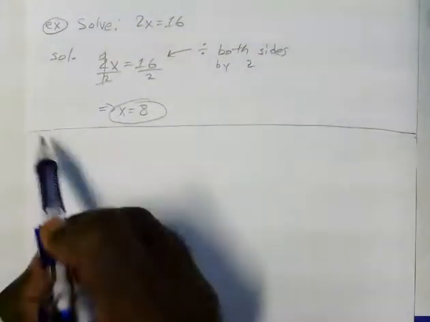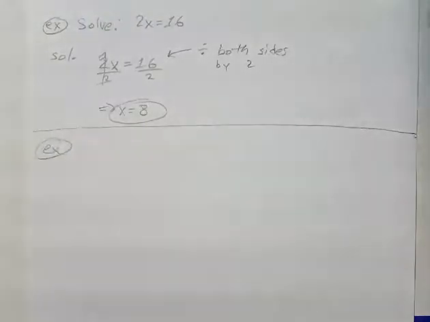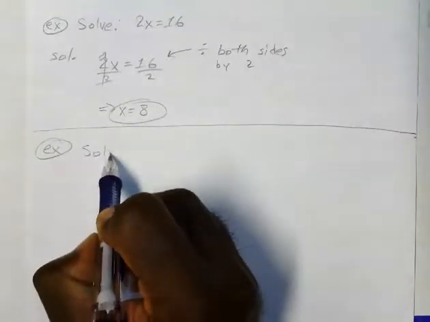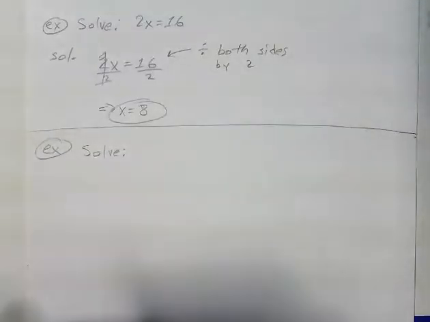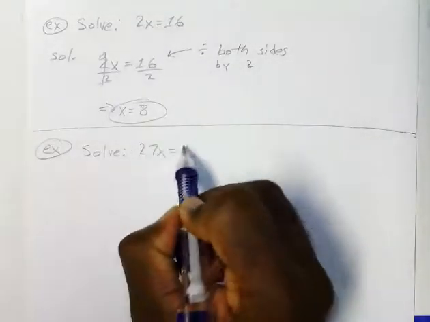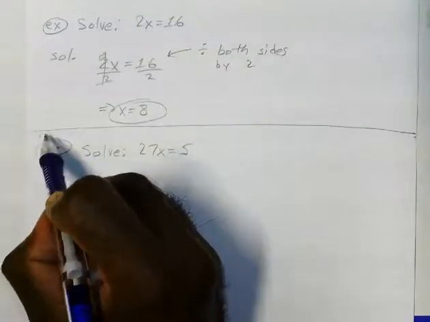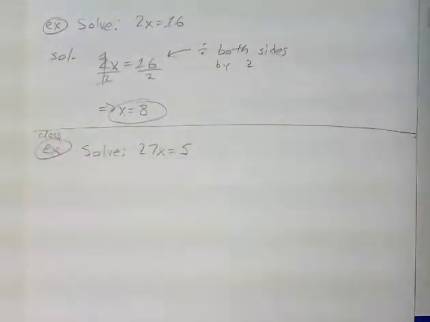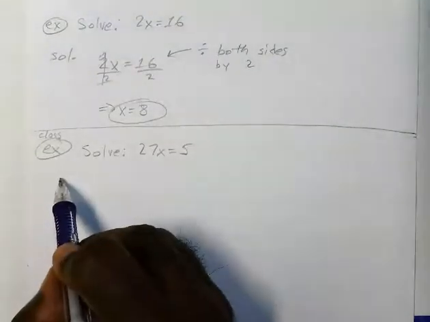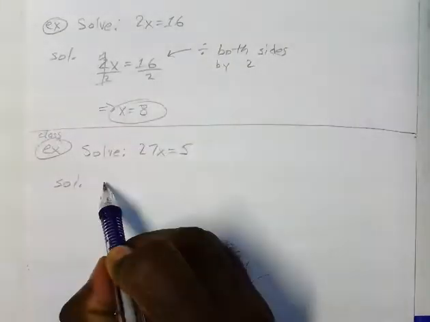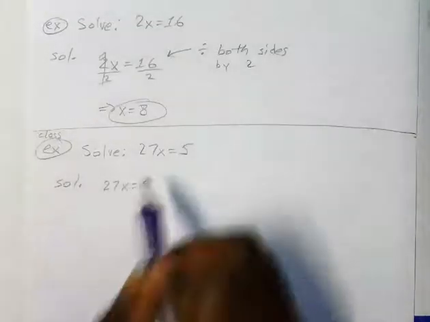Alright, so let's do another example. Let's say we wanted to solve 27x equals 5. I want you to press pause and try to do this one on your own first. Alright, I'm assuming you've already pressed pause and you're done working, so we're going to go ahead and work this one out. So 27x equals 5.